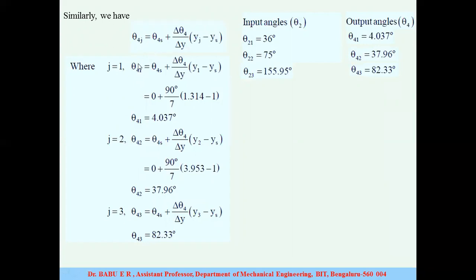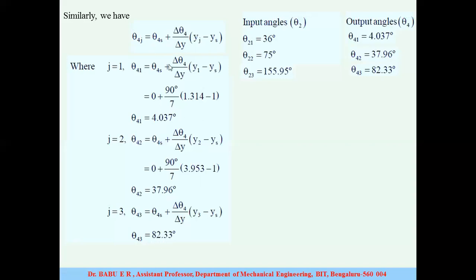For j equals 1, it becomes theta 41 equals theta 4s plus delta theta 4 by delta y into y1 minus ys. So substitute everything, and we'll get theta 41 as 4.037 degrees. Similarly, substitute j equals 2, so it becomes theta 42 and y2. The rest of the terms remain as they are. Substitute it, and we'll get theta 42 as 37.96 degrees. Similarly, when j equals 3, we'll get theta 43 as 82.33 degrees.